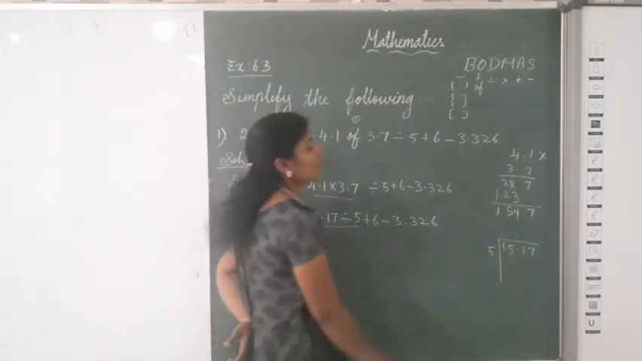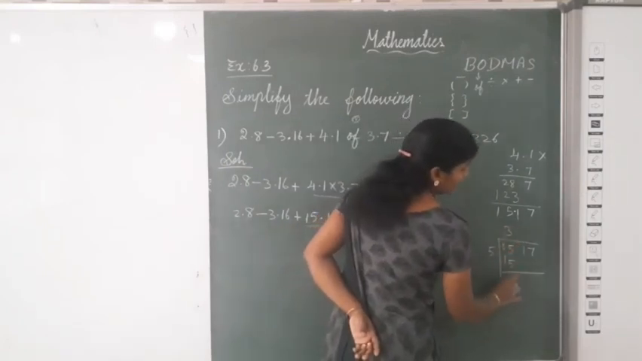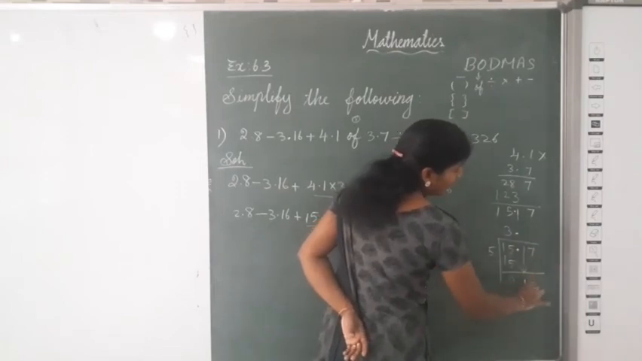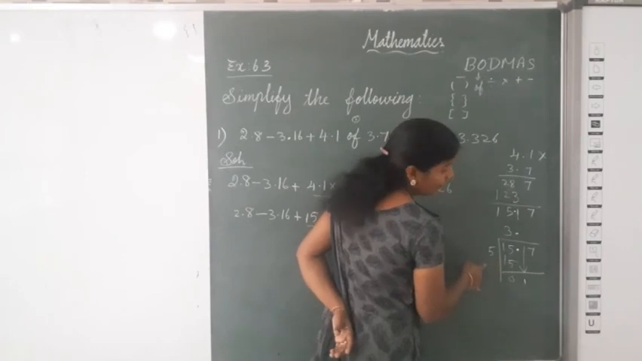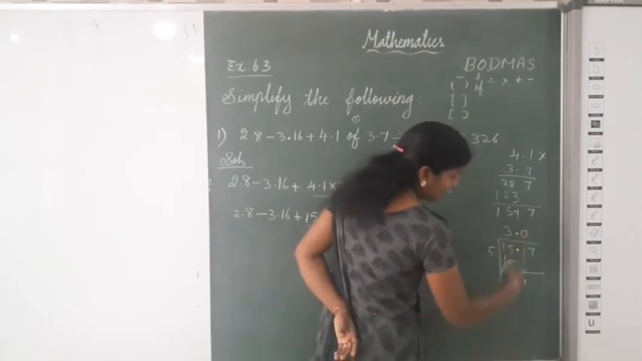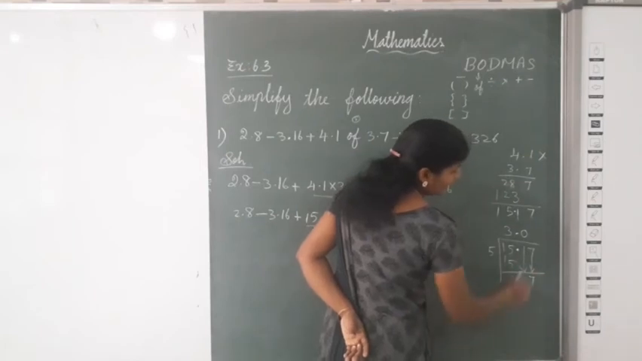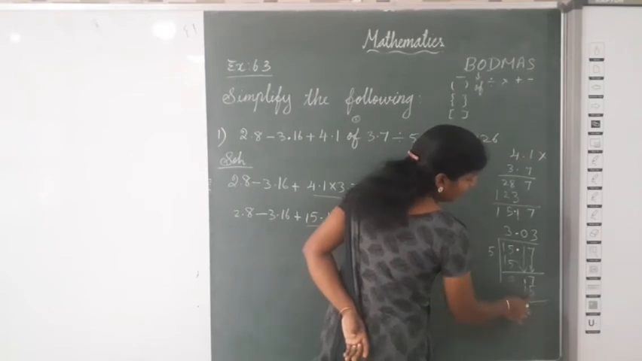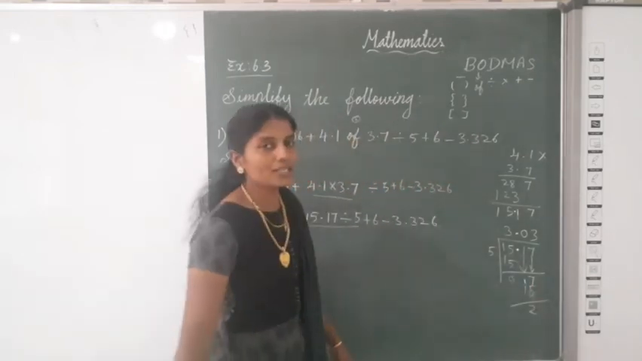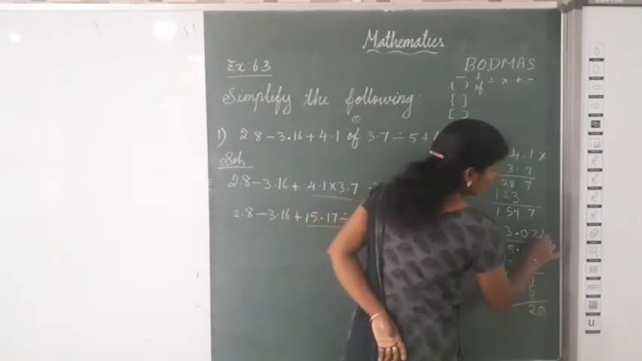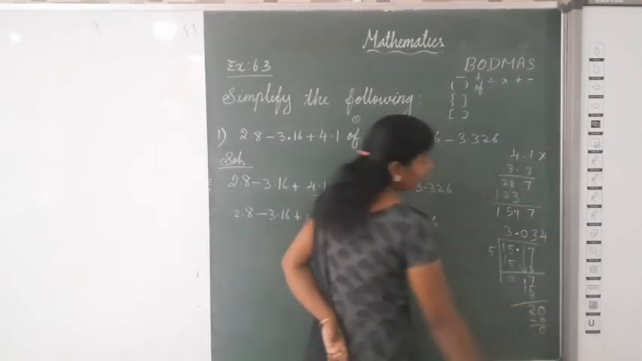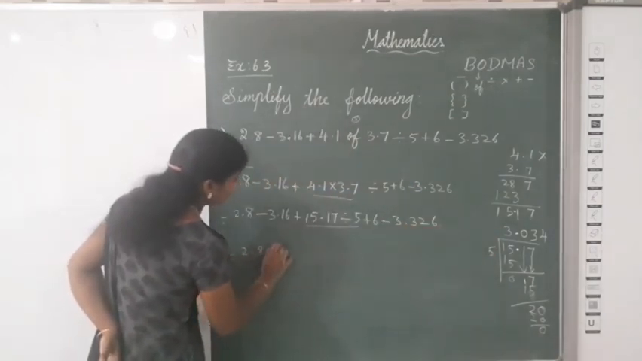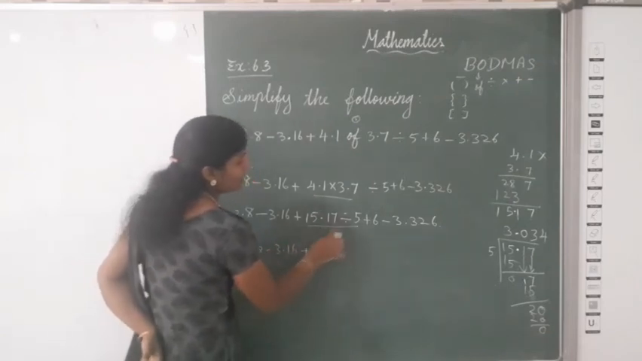Next preference for division, isn't it? So 3 5s are 15. Subtract, we get 0. Next we have the decimal point, so we can put the decimal point here. Next digit is 1. This 1 is not divisible by 5, so we can put 0. Then next digit we can bring down 7. 17. 3 5s are 15. We can subtract here. The remainder is 2, we need 0, so we can add a 0 here. 4 5s are 20, isn't it? So this is 3.034.